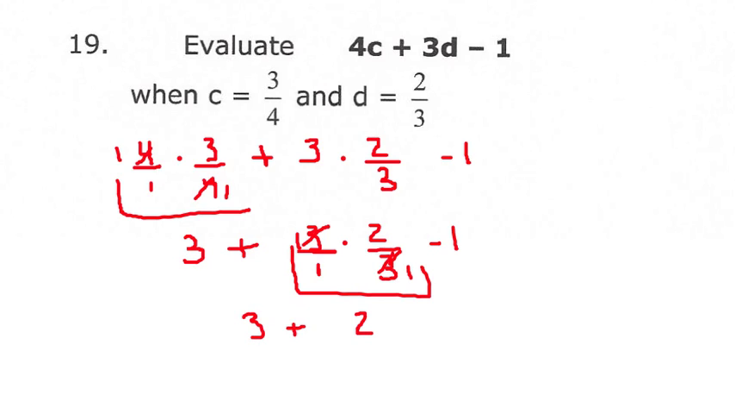You rewrite the problem. And now you just solve from left to right. 3 plus 2 is 5. 5 minus 1 is equal to 4. And so your answer is 4.